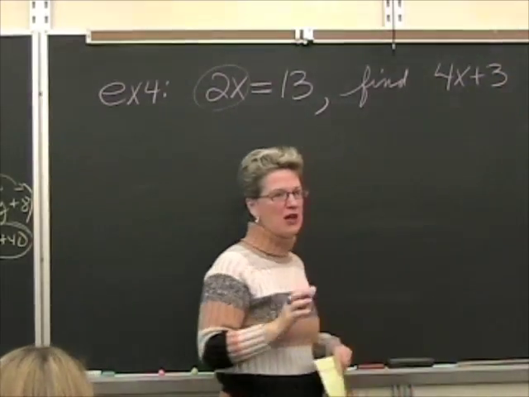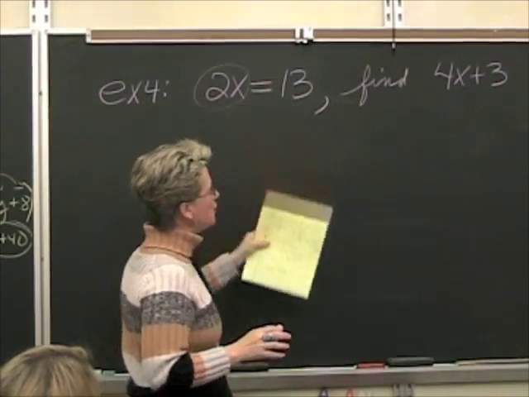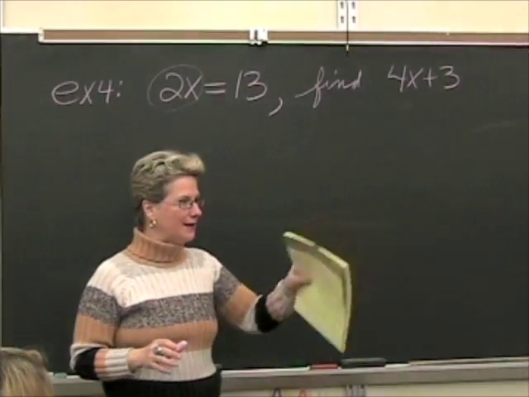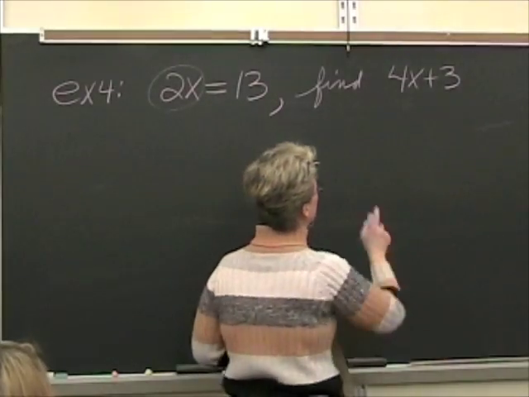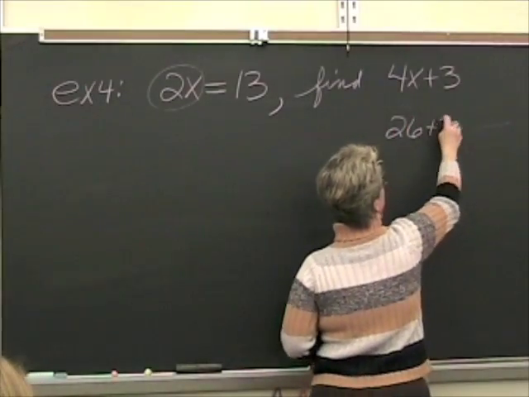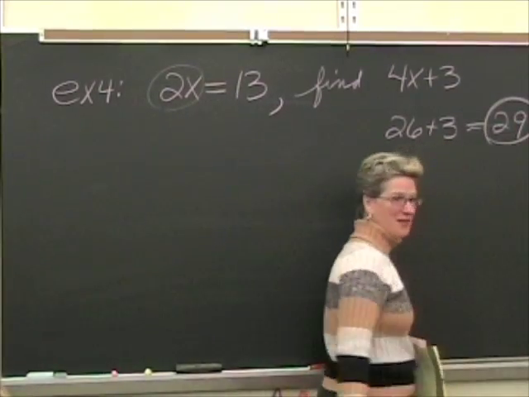You don't have to do any solving for x or anything like that, because 2x is equal to 13. So what would 4x's be equal to? 26. Yes! Okay? So if 4x's are 26, all you got to do is add the 3 and you get an answer of 29. End of example.